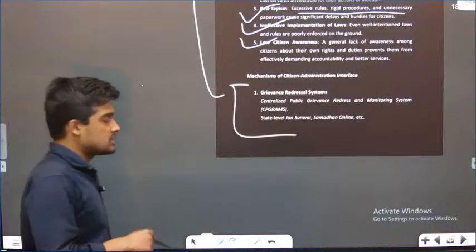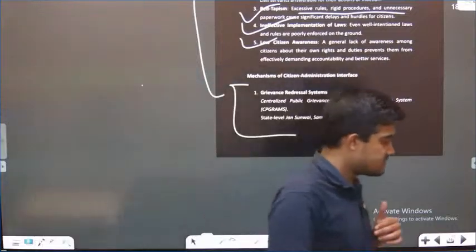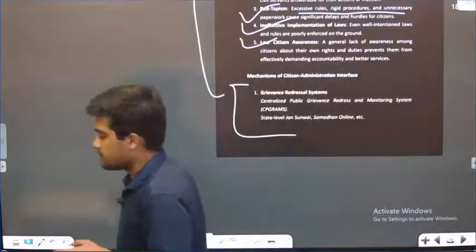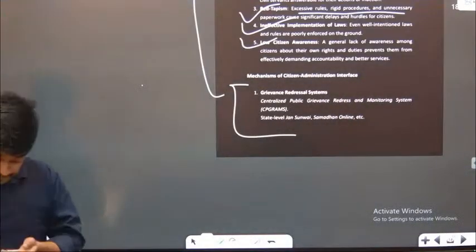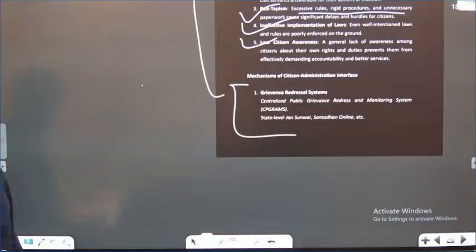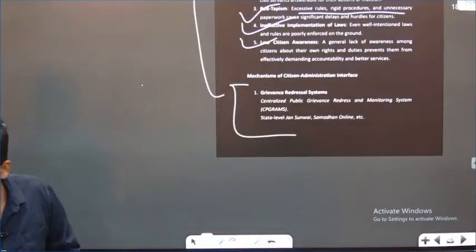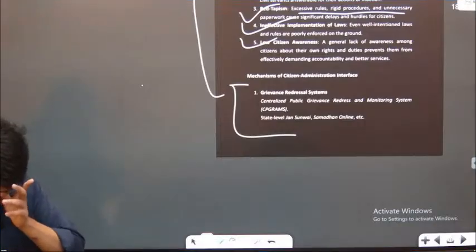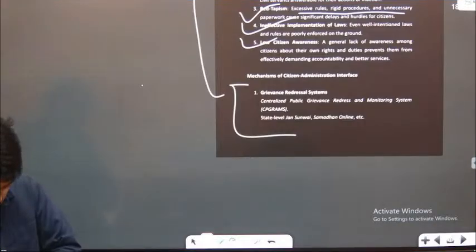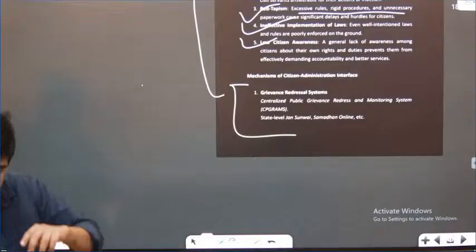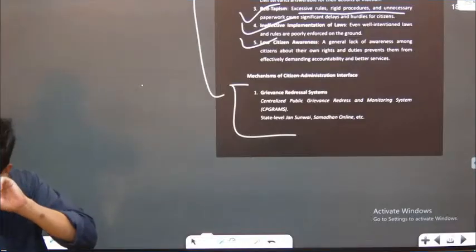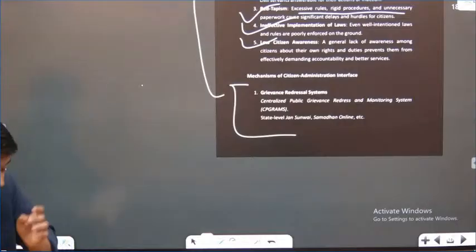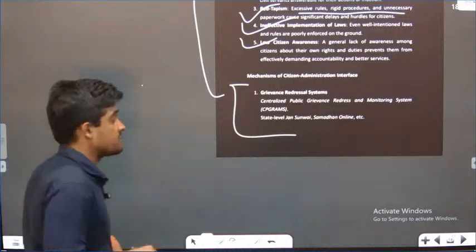Now, how does this citizen administrative interaction happen? For example, this interaction between citizens, what is the mechanism of interaction? How are people interacting with each other? Whatever Mohit Bhattacharya said, that citizens are protesters, litigators, etc. But what is the mechanism of this?